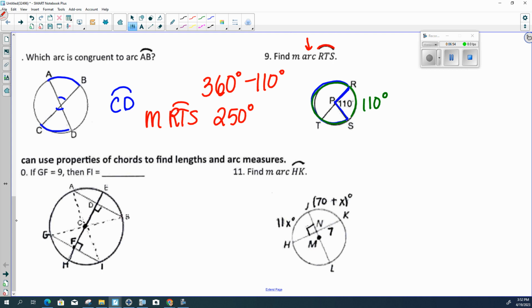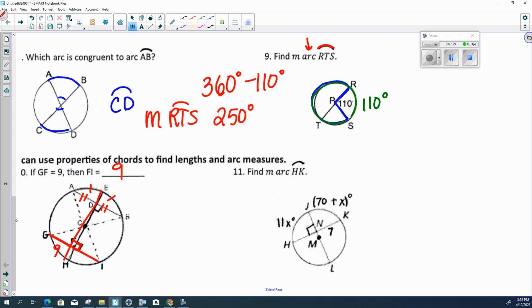What number is this? It's kind of cut off. 10? Okay, GF is 9. What's FI? It looks like it's going to be 9, but which property is going to prove that? So perpendicular chord bisector theorem says if a diameter is perpendicular to a chord, which it is, and we know that because they gave us the 90-degree angle mark, then it bisects the chord and the arc. So we didn't have to use the arc rule. We just used the measure of the chord rule, but that's why it's 9. You're going to want to know for sure these rules.